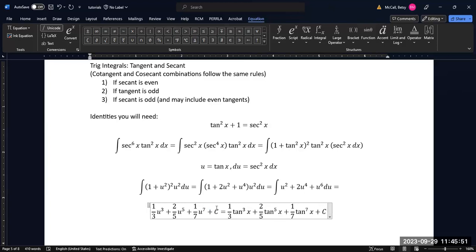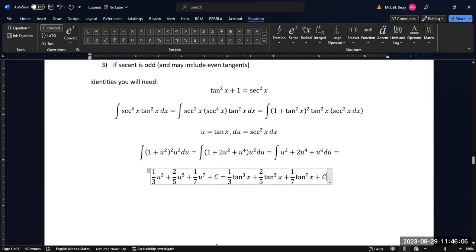Plus c. So it's all about applying this Pythagorean identity once you identify what your antiderivative, what your du is going to be. All right, so that looks great.